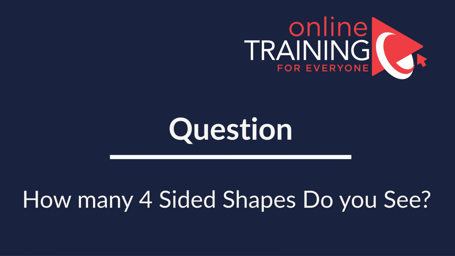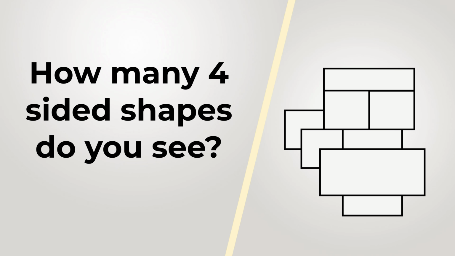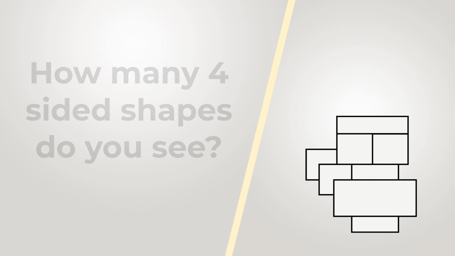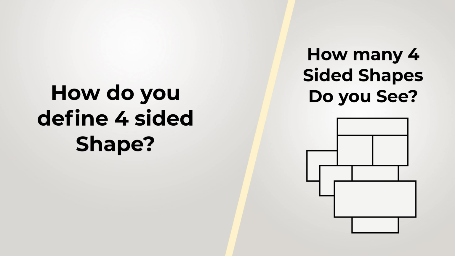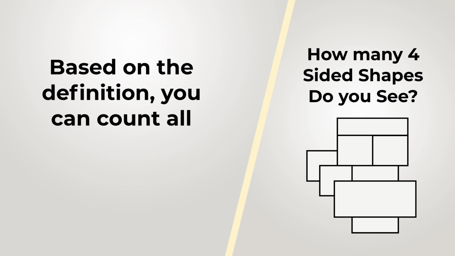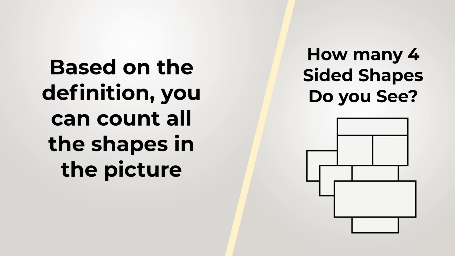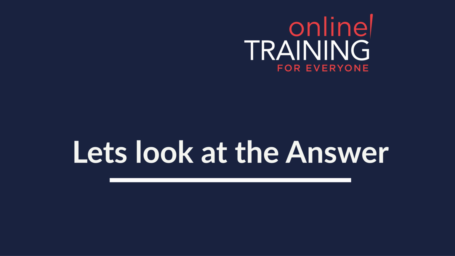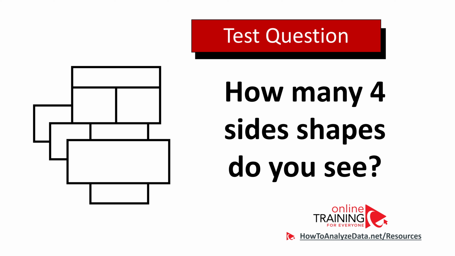Here's an interesting question which tests your spatial thinking. How many 4-sided shapes do you see? And you're presented with the picture on the left, which has a lot of different shapes. First, you need to be clear on the definition of a 4-sided shape and have a good understanding of what it means. Once you have the definition, you can count all the shapes on the picture that match this criteria. Did you figure it out? Let's jump to the solution so we can solve this challenge and get to the correct solution together.